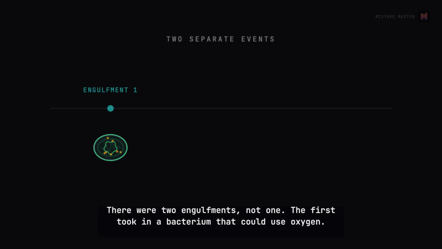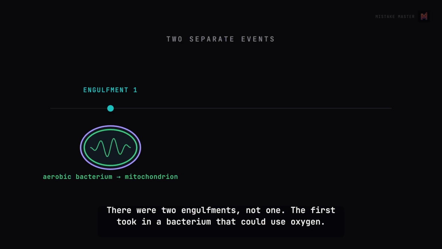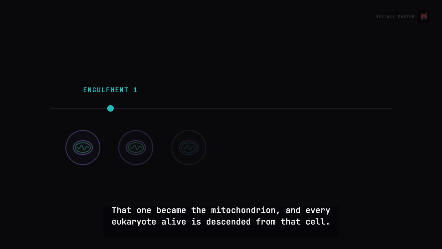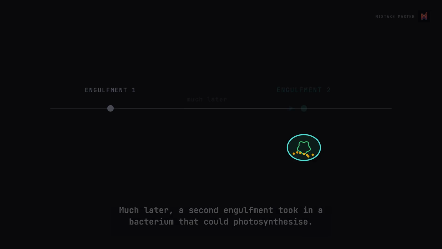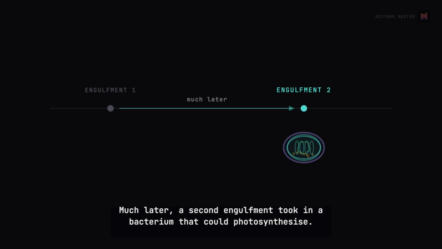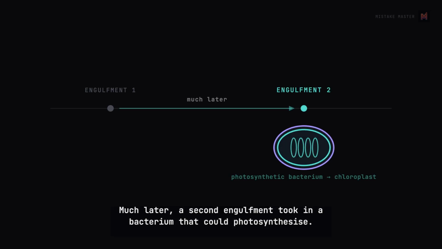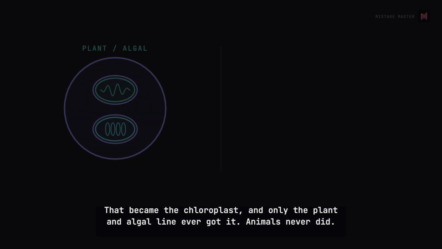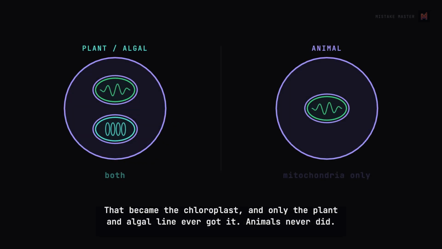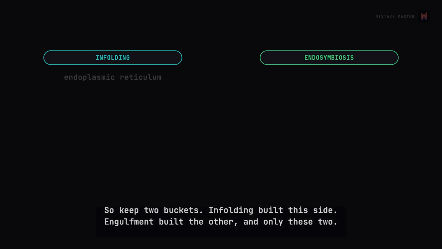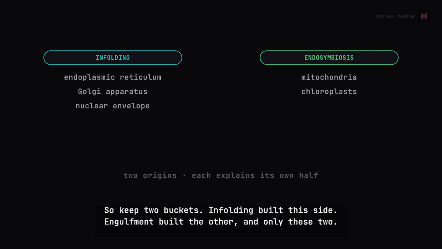There were 2 engulfments, not 1. The first took in a bacterium that could use oxygen. That one became the mitochondrion, and every eukaryote alive is descended from that cell. Much later, a second engulfment took in a bacterium that could photosynthesize. That became the chloroplast, and only the plant and algal line ever got it. Animals never did. So keep 2 buckets. Infolding built this side, engulfment built the other, and only these 2.